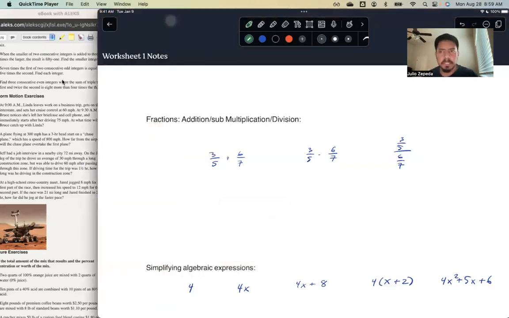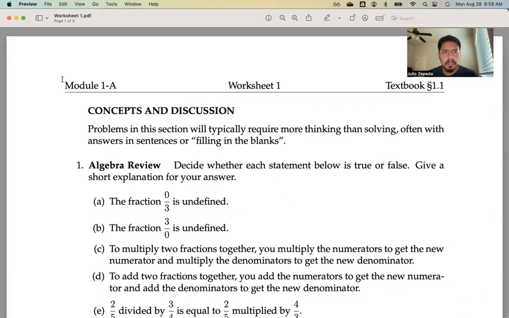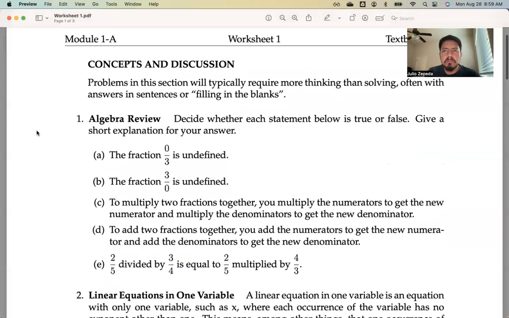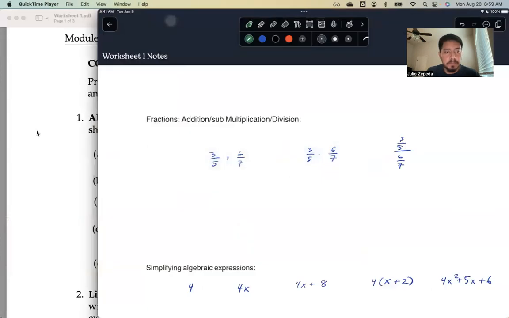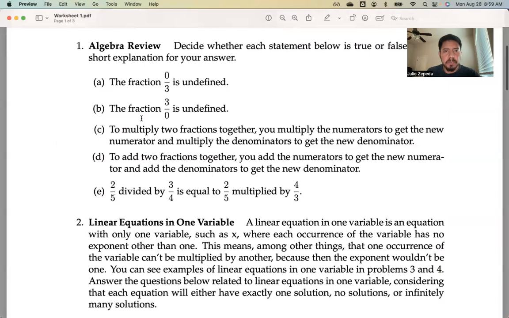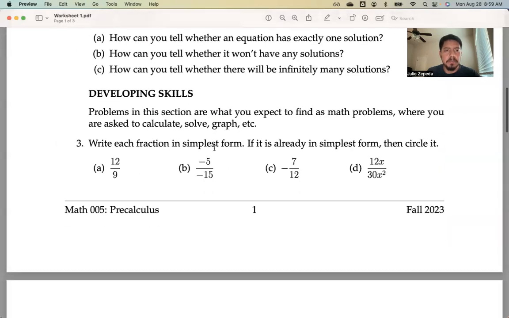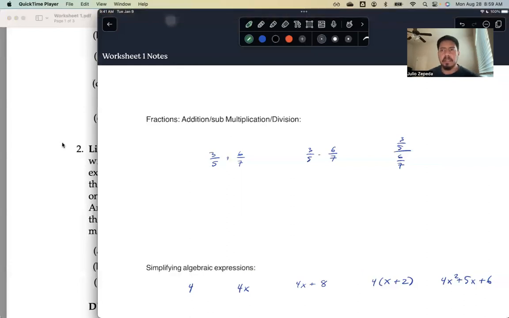So this is just meant to be a short introduction to some of the topics that show up on Worksheet 1, and we'll go through them somewhat quickly to not take up too much time. If we look at Worksheet 1, there's some algebra review, some fraction stuff. So I'll start there. And the basics, we need to know how to add, multiply, divide, subtract fractions.